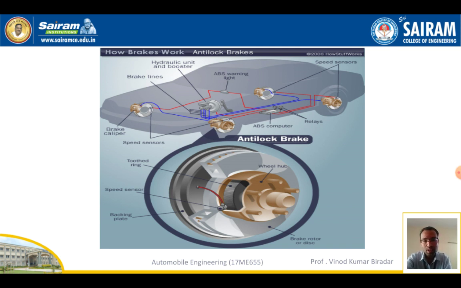Each wheel has a sensor. If you take this diagram, in one wheel the tooth ring will be adapted, and the wheel hub and braking plate will be there. When the pedal is pressed, the working fluid will be operated from the master cylinder to here, with the help of some wire connections. When the pedal is pressed, the sensor will detect it and lock the wheel. Slowly it will lock the wheel, so finally it will stop the vehicle. That is the main function of the hydraulic braking system.